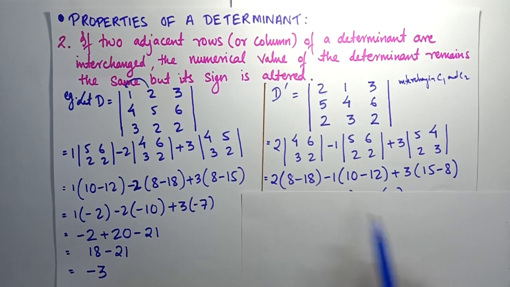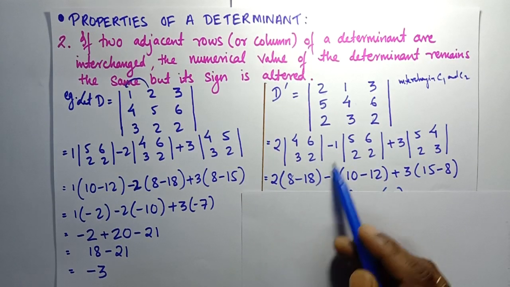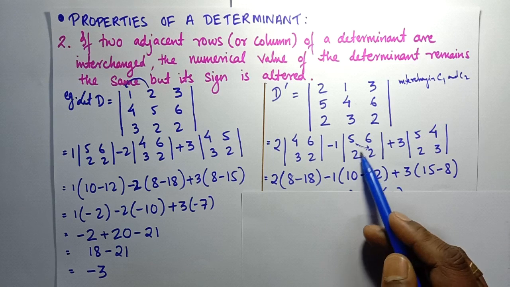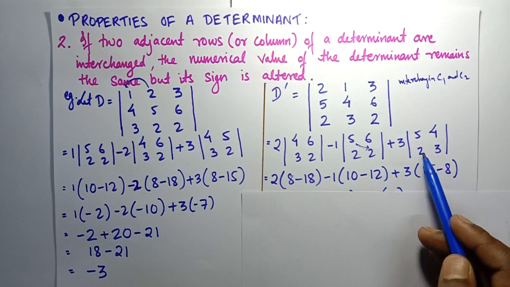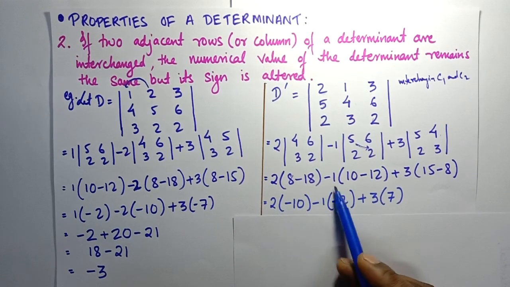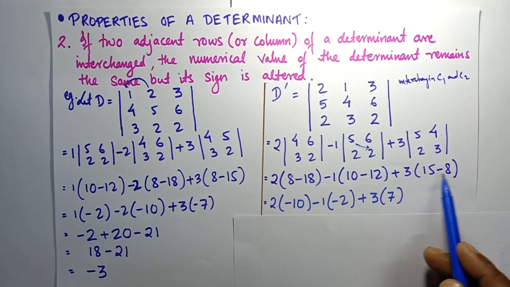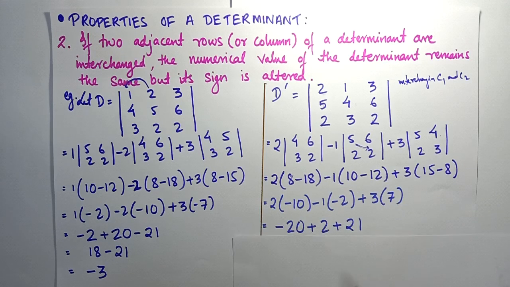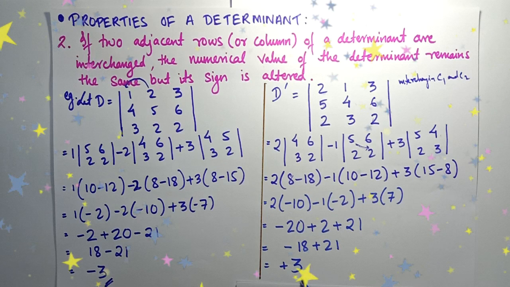Similarly, expand: 4 2s are 8, 3 6s are 18, minus 1, 5 2s are 10, 2 6s are 12, 5 3s are 15, minus 4 2s are 8. So what I'll get: 2 minus 10 minus 1 minus 2, 15 minus 8 is 7. Here 2 10s are 20, minus minus plus 2, 3 7s are 21. So I'll get minus 18 here and 21 on this side. So what I got is plus 3. In the previous one we got minus 3, now we got plus 3.